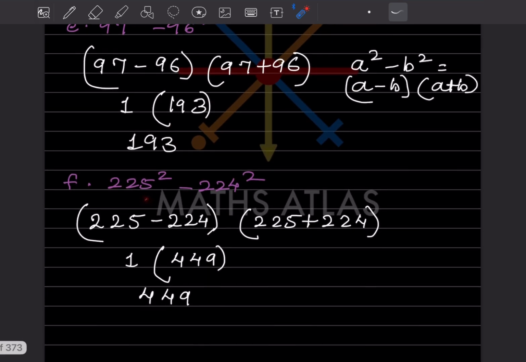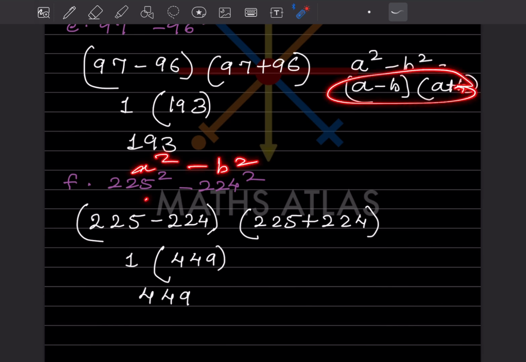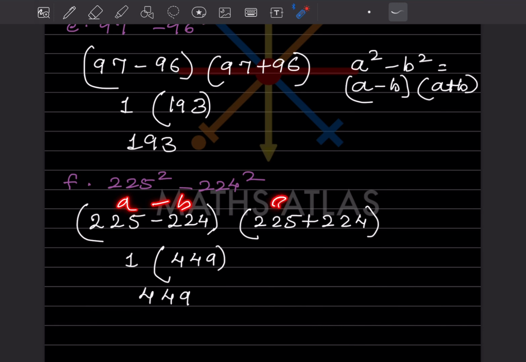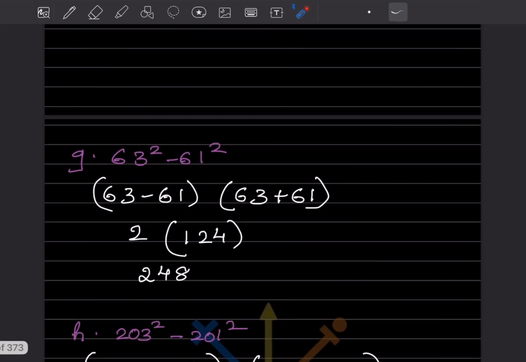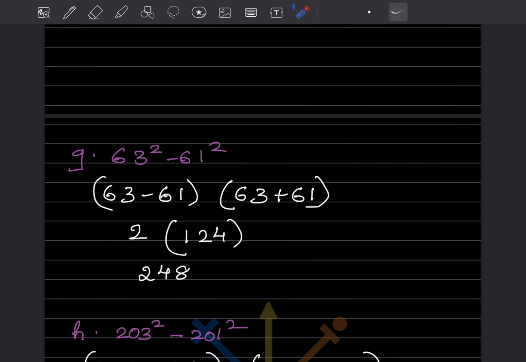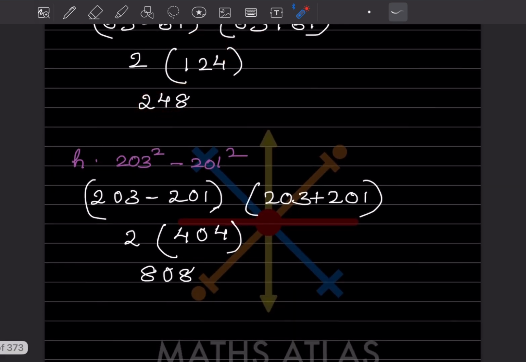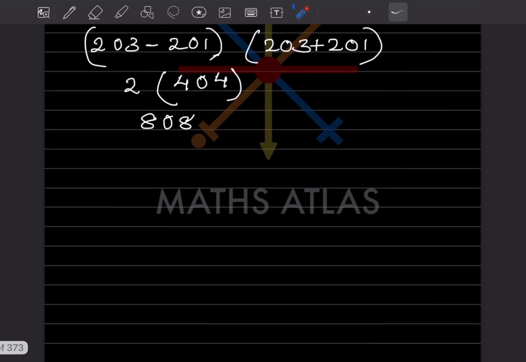Again, same here. This is in the form of a square minus b square. So same identity, a minus b and a plus b. So this is going to be 1 and this will be 449. So that will be 449. Same here, a square minus b square. So for this one, this is going to be 2 and this is going to be 124, which is going to be 248. Same type, you can check here.